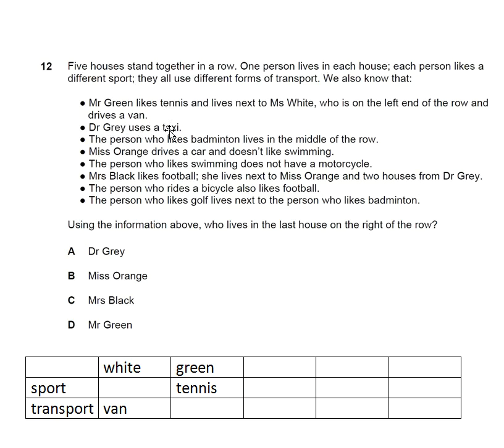All right, next point. Dr. Gray uses a taxi. That's useless at this point because we don't know where Dr. Gray is going to go. So the student who understands these types of problems would know to quickly move on from that, but come back to it as soon as they can utilize that information if necessary. The person who likes badminton lives in the middle of the row. We can use that because there's 5 rows, 5 people. The middle row will be badminton.